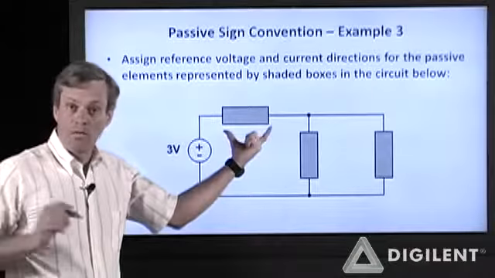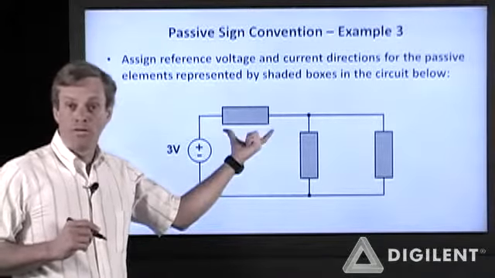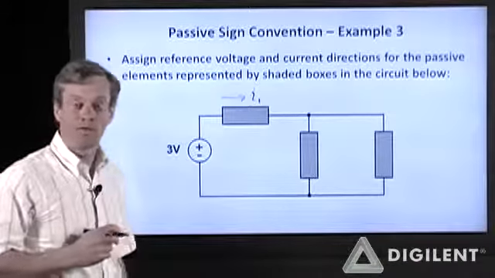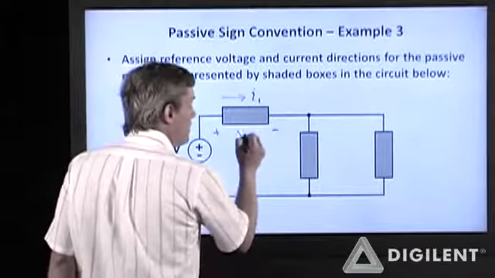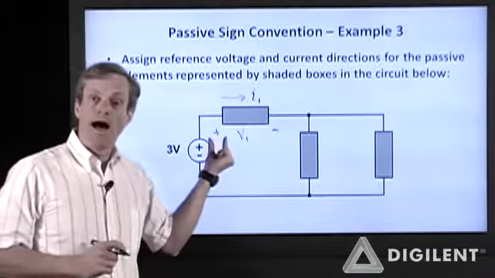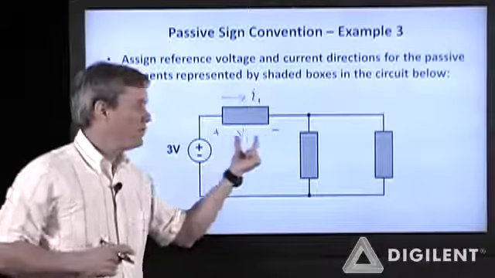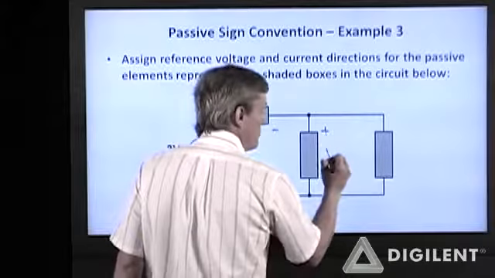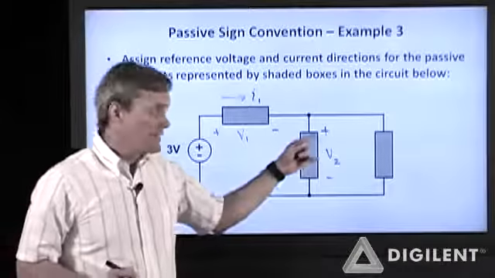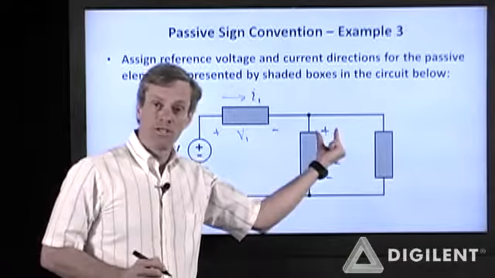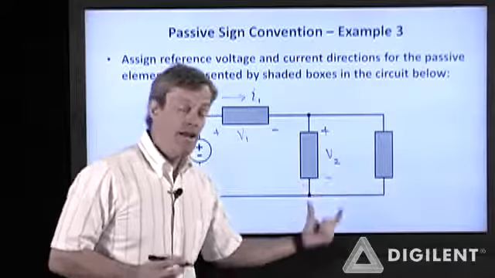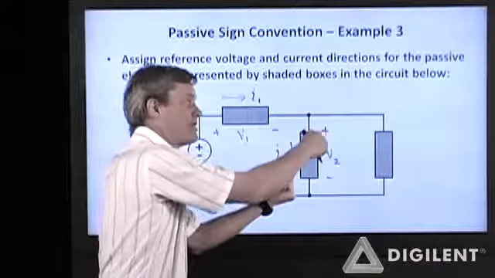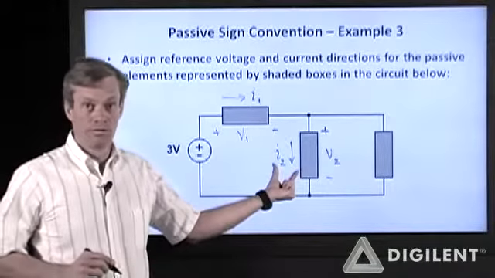So, for circuit element 1, I can assume either a voltage polarity or a current direction. Let's assume that the current I1 is positive from left to right. That means the voltage V1 has to be assumed to be higher at the leftmost node than it is at the right. If I assume for element 2 that the voltage polarity V2 is such that the higher voltage is at the upper node, that's fine as long as you assume that the current I2 is entering the positive voltage node.